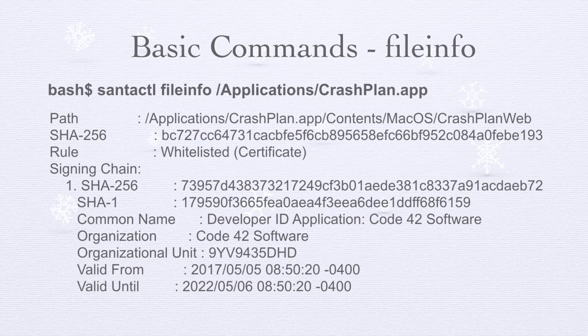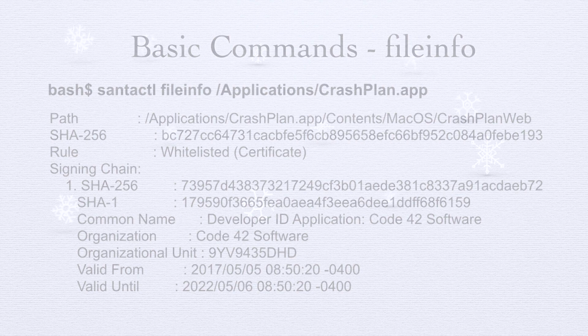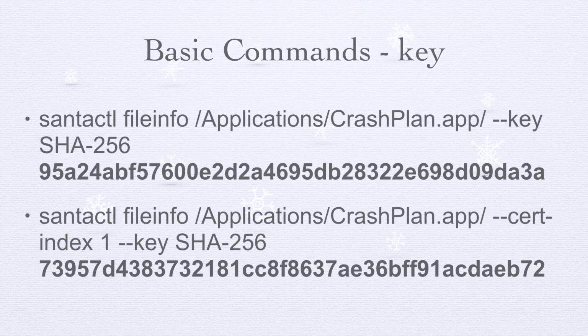Not going to throw all that up on the screen. But I did want to show this big block of text because when we go forward, it's going to make a little more sense when we pull certain things out of this. So what we can use is the fileinfo command with the key flag to pull out a specific line. So here you can see fileinfo CrashPlan key, give me the SHA-256, the hash of that binary. So it shows only that result, so I don't have to get the whole big block of text. This is different from cert index 1, the key SHA-256. So in this case, on the second line here, I'm looking at the first signing cert and give me the SHA of the thumbprint of that cert.